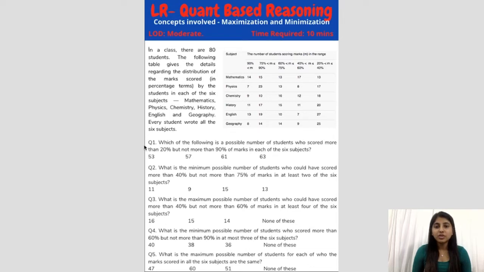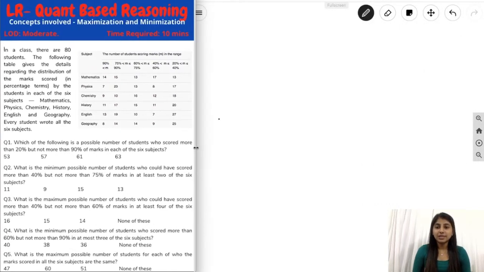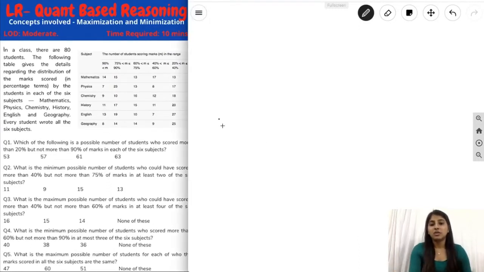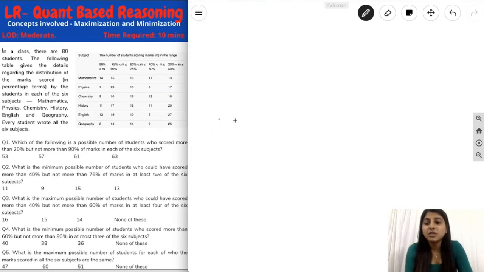The first question says, which of the following is a possible number of students who scored more than 20% but not more than 90 marks in each of the given subjects? So we need to check for all the 6 subjects. Let's figure it out. First question: which of the following is a possible number of students who have scored more than 20% but not more than 90?